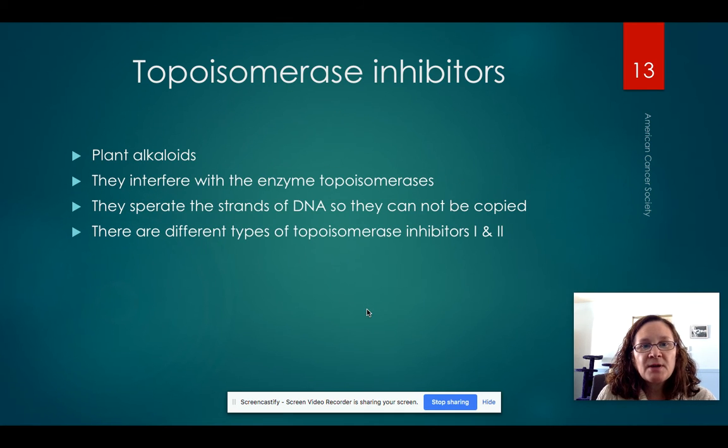Then we have the topoisomerase inhibitors. I'm not going to pronounce them, I apologize. They're plant alkaloids. They interfere with the enzyme topoisomerase. They separate the strands of the DNA so they cannot be copied. And there's two different types, inhibitor 1 and inhibitor 2.